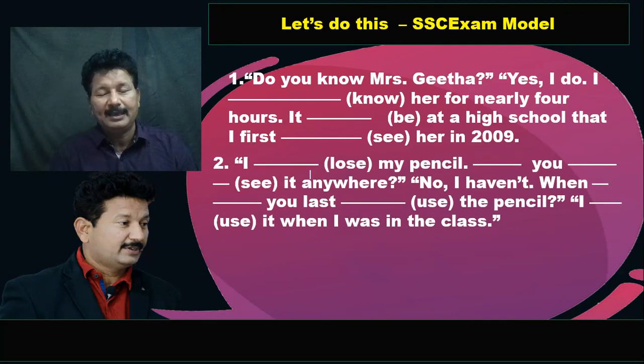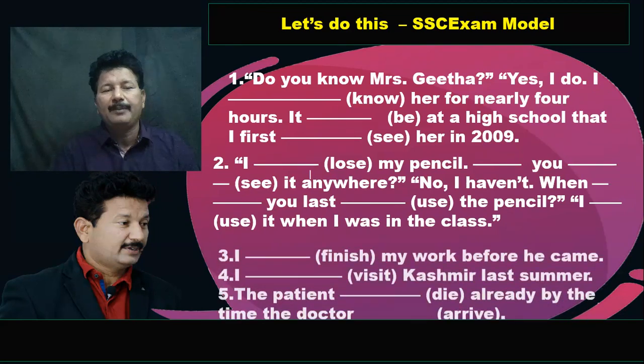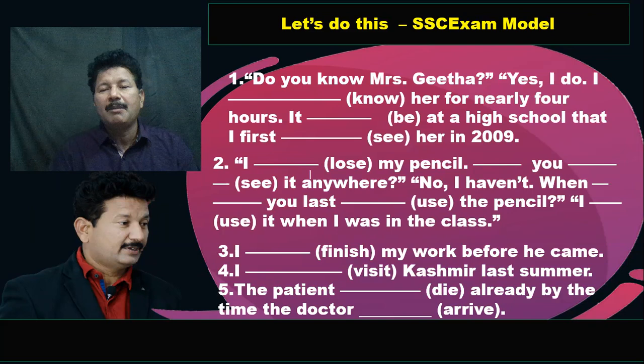And the next one, I dash my pencil. Dash you seen it anywhere? No, I haven't. When you last used the pencil, I dash when I was in the class. So try to identify the indicators like you can find was, and in the first one you can find it talks about the present relevance. So now think about it. I dashed my work before he came. So before is there, just think. And last summer is there, just think.